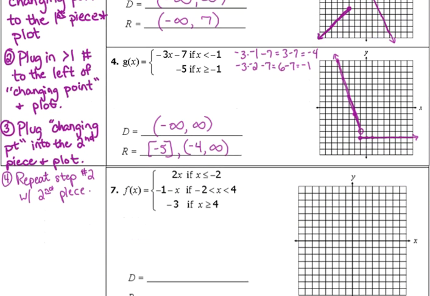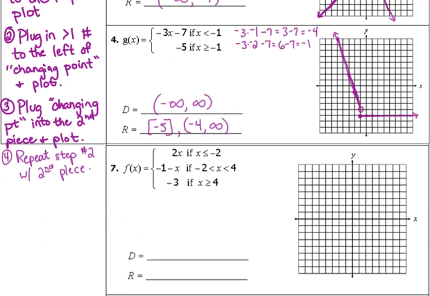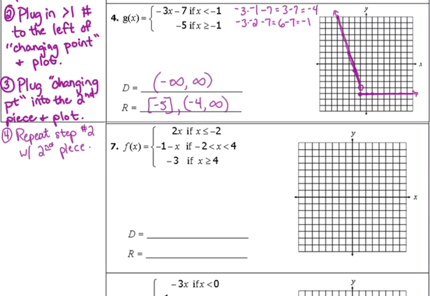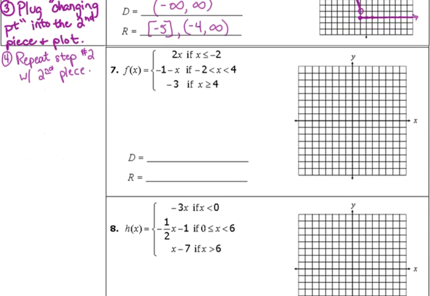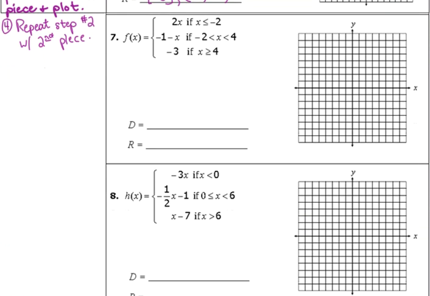All right, we're going to skip 5 and 6 because I'm going to let y'all do those. Let's look at 7. Let's look at one that has 3 pieces. We've got 2x when x is less than or equal to -2. We've got -1 minus x when x is between -2 and 4. And we've got -3 when x is greater than 4.